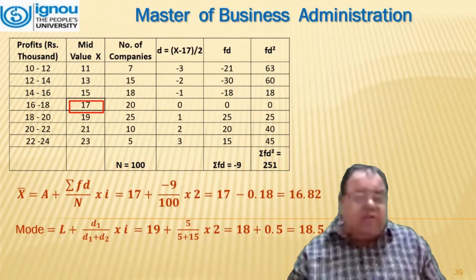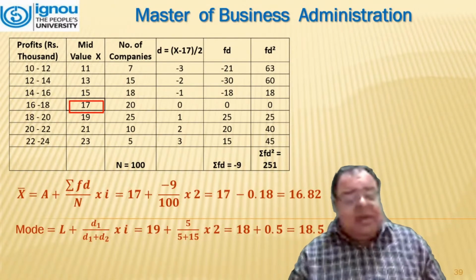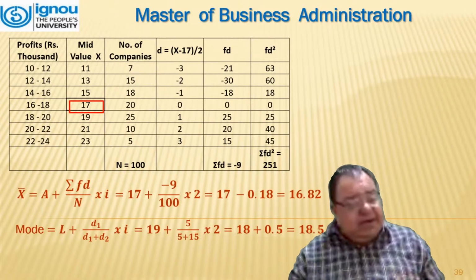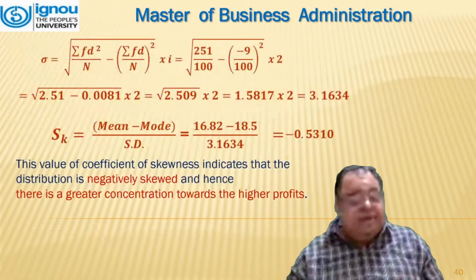Now we have to calculate mode. Mode is straight away calculated by the formula L plus D1 by D1 plus D2 into I. Lower limit is 19 plus 5 by 5 plus 15 into 2, which after evaluation, comes out to be 18.5. We have mean, we have mode.